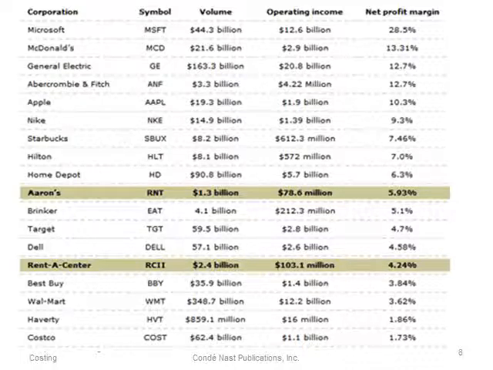Here's another example of how companies compare, like on the stock market. So here you can see that Aaron's volume was 1.3 billion. Their operating income was 78.6 million, and their net profit margin was 5.93%. And this is a great way for companies to compare the net profit margin. So down here, Costco's at 1.73, and you can compare that to Walmart, where they're up at 3.62.